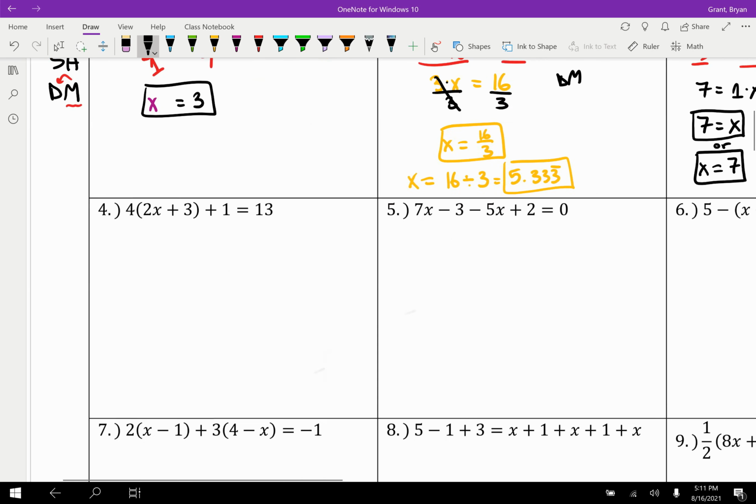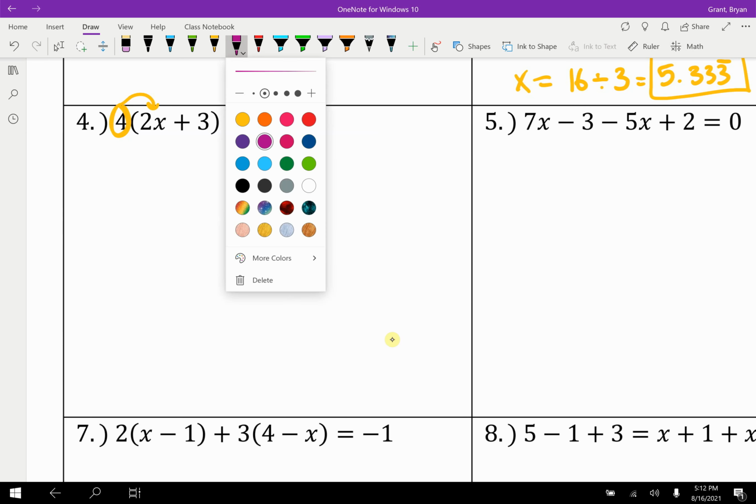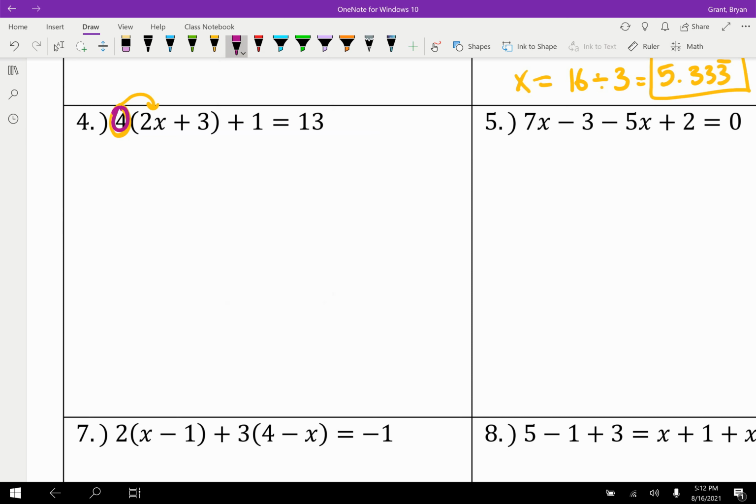All right, 4th problem. We should be getting the hang of things. This is going to put everything together. First step, distributive property. We need to distribute the 4 to the 2x and distribute the 4, if my pen color would change, there we go, to the 3. 4 times 2x is 8x. 4 times 3 is 12, and then we still have the plus 1 and equal to 13.